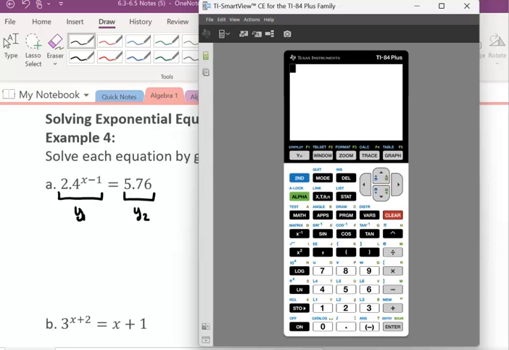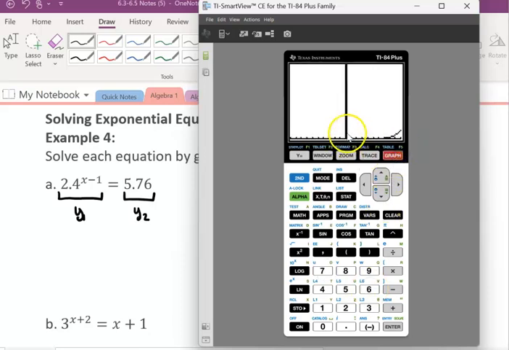In a graphing calculator, how we do this, we go to y equals, the top left button. Anything that's in there, just clear out. We're going to type in 2.4, and then this caret key with the little arrow pops us up into the exponent. This is the x right next to the alpha, and then minus 1. Then move down to y2 and type in 5.76. And then hit graph.